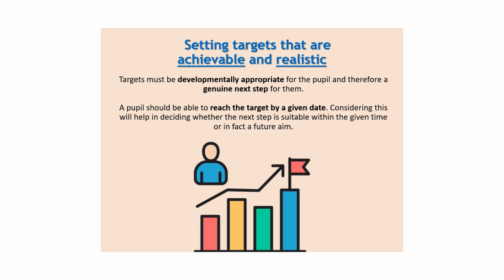Setting targets that are achievable and realistic. Targets must be developmentally appropriate for the pupil and therefore a genuine next step for them. A pupil should be able to reach the target by a given date. Considering this will help in deciding whether the next step is suitable within the given time or, in fact, a future aim.